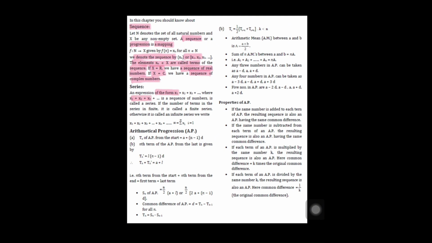Then we have series, which is a sequence of numbers. If the number of terms in the series is finite, it is called a finite series. Otherwise, it is called an infinite series.